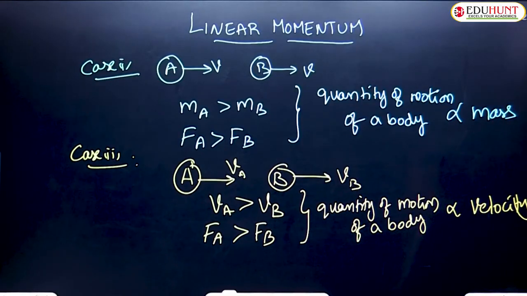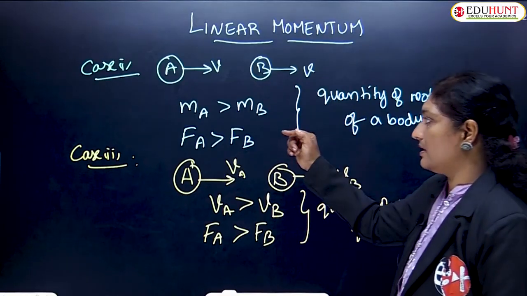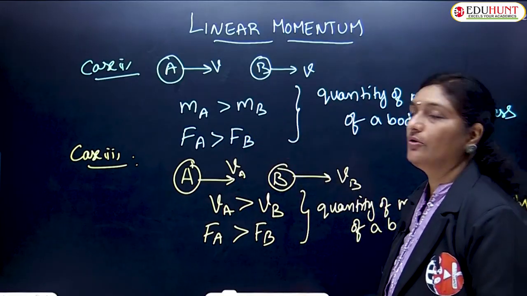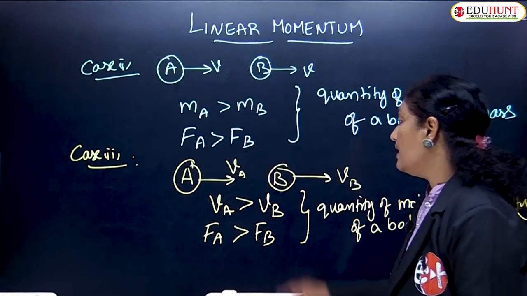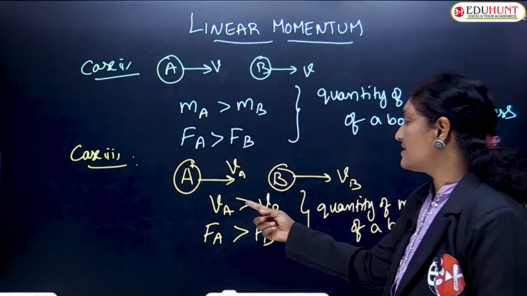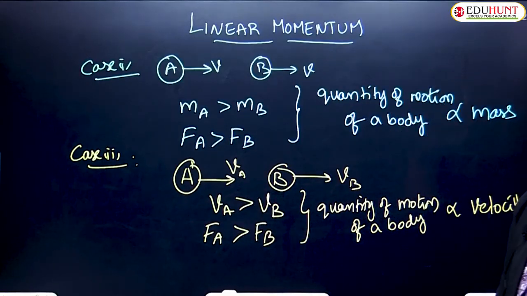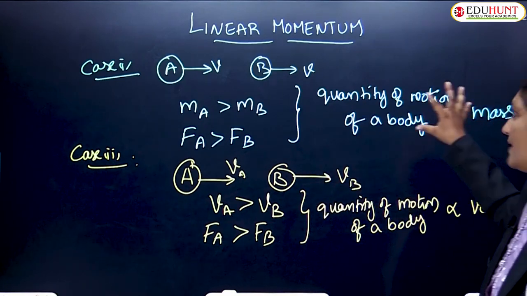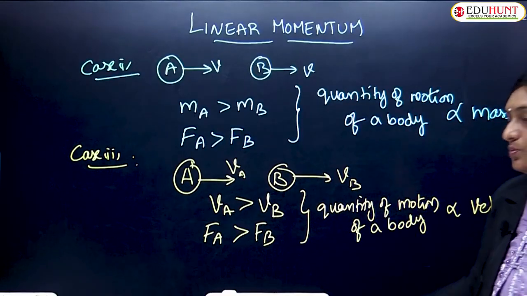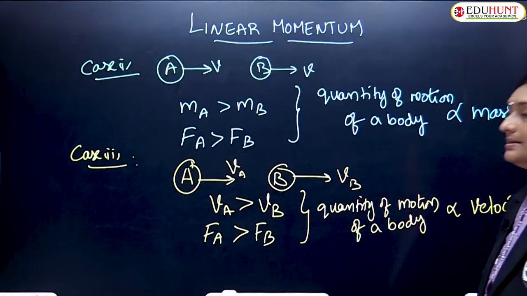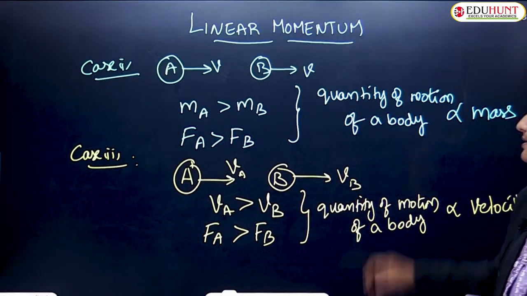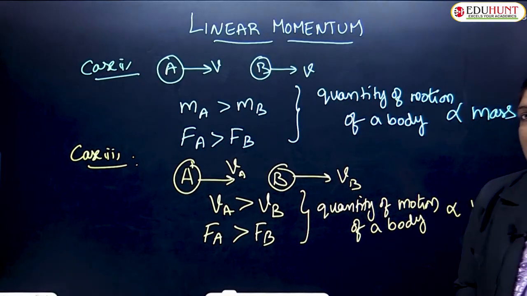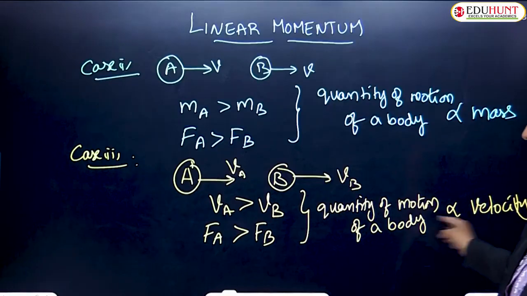So from the two examples we can understand that the force required to stop the heavier body is greater than the force required to stop the lighter body, and the force required to stop the faster body is greater than the force required to stop the slower body. That means from the two we can conclude that the quantity of motion of a body depends on two factors. What are the two factors, children? One is the mass of the body, the other is the velocity of the body.